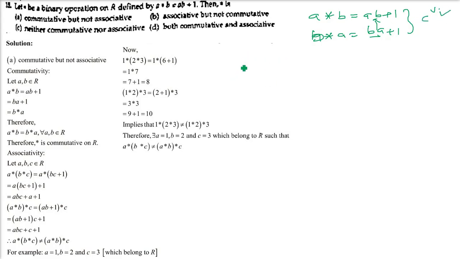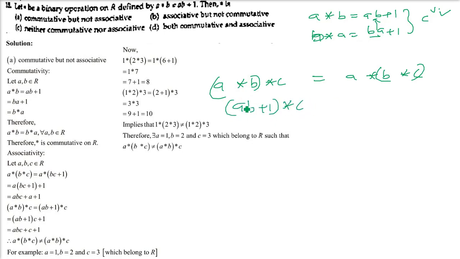Associative: we operate a with b with c. Same thing here, a star b star c. First we do ab, then we will do bc. So a star b is ab plus 1, star c. So this into c plus 1: c into ab plus 1, plus 1. What do we get? abc plus c plus 1.